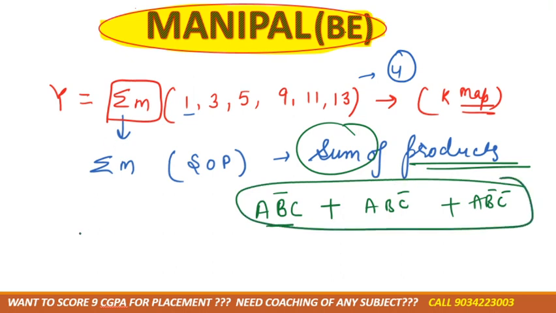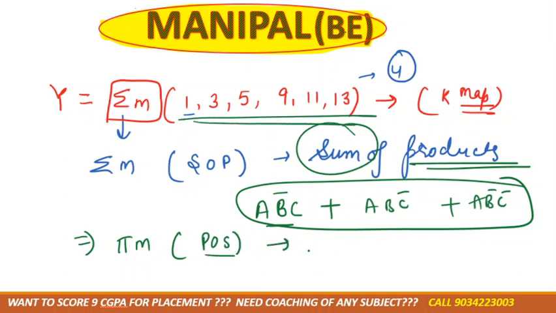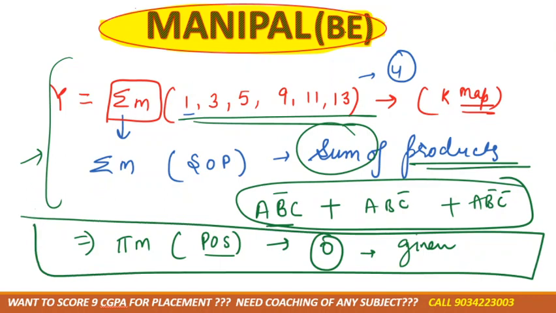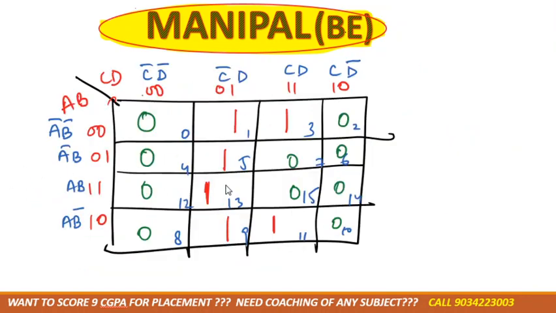If they give you pi m, it is the POS form. So instead of writing 1 on the given number in the POS form, we need to write down 0 on the given number, and vice versa basically. So still we are doing the SOP form. I'll tell you later on in detail about the POS form. Okay. Now you have marked the number 1.